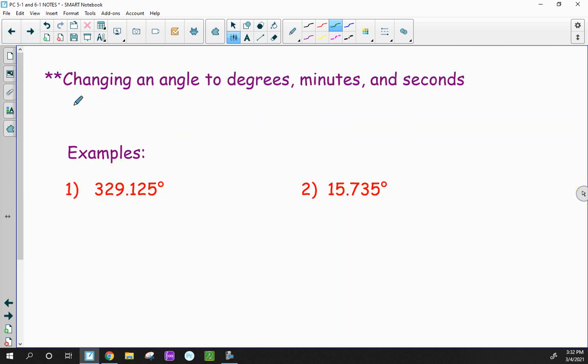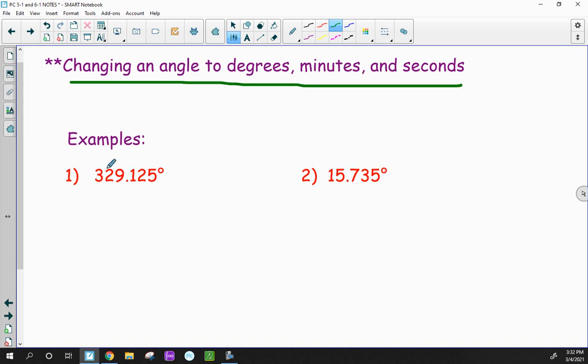Alright, next concept is taking what I have just gone over and learning how to convert. These next 2 examples are changing angles to degrees, minutes, and seconds. Example 1, we have 329.125 degrees. The first thing I need you to show is the whole number part. That's 329. You'll grab the whole number and put the degree mark on it.